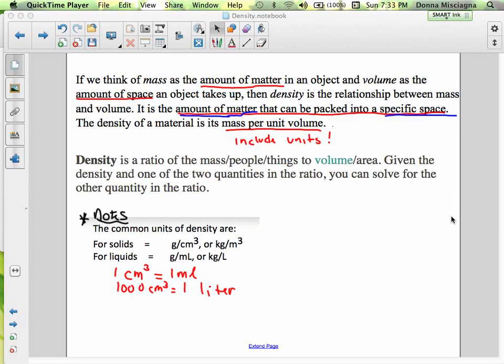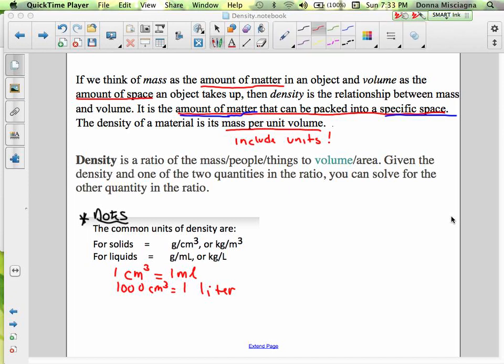All right, so now we're going to take what we've learned about volume and use that to find density. So density is a ratio of the mass, people, things to volume, area. Given the density and one of the two quantities in the ratio, you can solve for the other quantity in the ratio. All right, so follow along and take notes as it's in your note packet. And you can add this to the notes.